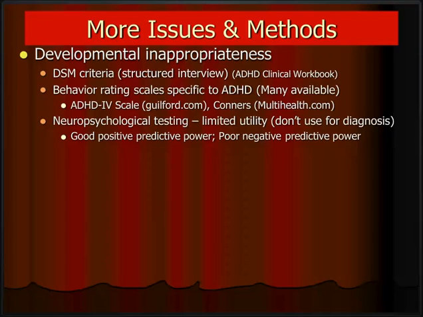Obviously, there are other such rating scales, such as the Vanderbilt ADHD Rating Scale, or some people might wish to use the ADD-ES or other such scales. But I happen to prefer the ADHD-IV scale or the Conners scales because of their normative data.